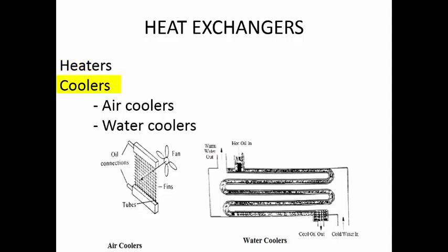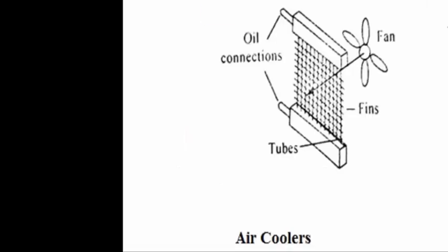The next one is the cooler. Cooler means it is used to reduce the temperature of the oil. So you can have an air cooler or you can have a water cooler. Air cooler means the fluid is flowing through a pipe, and on top of it you allow air to flow. You can have a fan or you need not have a fan depending on the temperature rise. If the temperature rise is high and you want very fast cooling, then you should have a fan which will create a flow of air. Whenever you have a flow of air, more heat can be extracted from the hydraulic fluid.